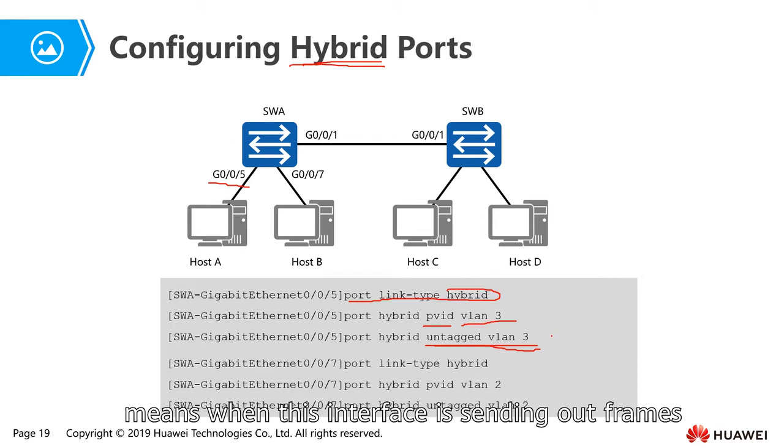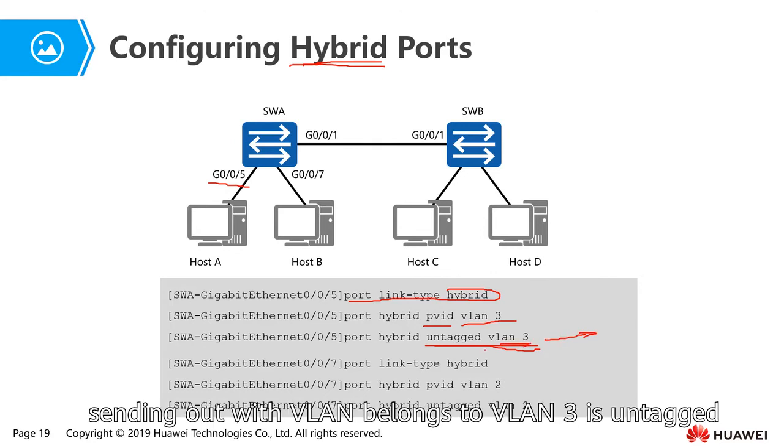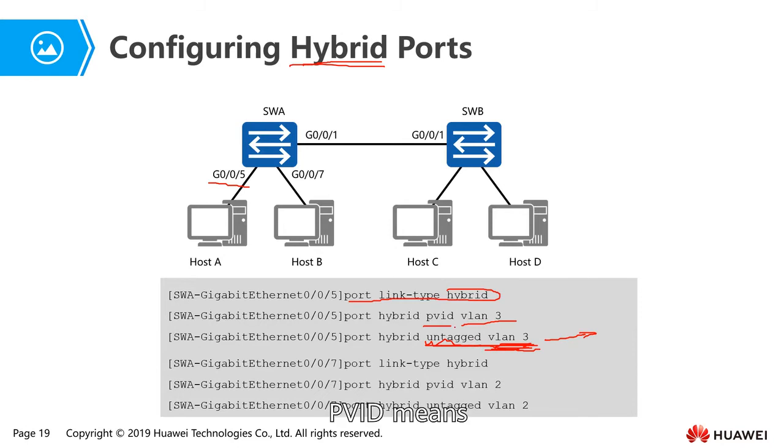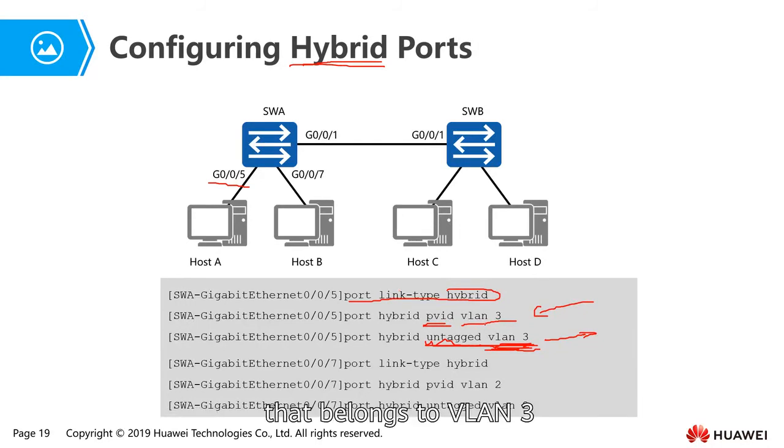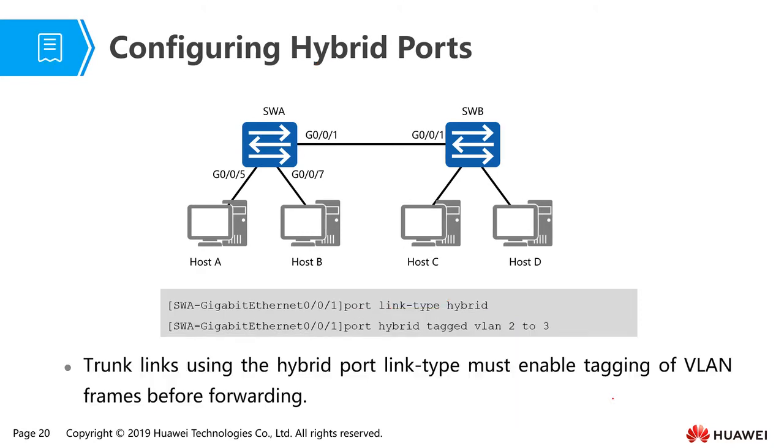That means when this interface is sending out frames belonging to VLAN 3, they are untagged. And the PVID means when receiving a frame from this interface, it belongs to VLAN 3. The 007 is the same configuration, to emulate the access port.